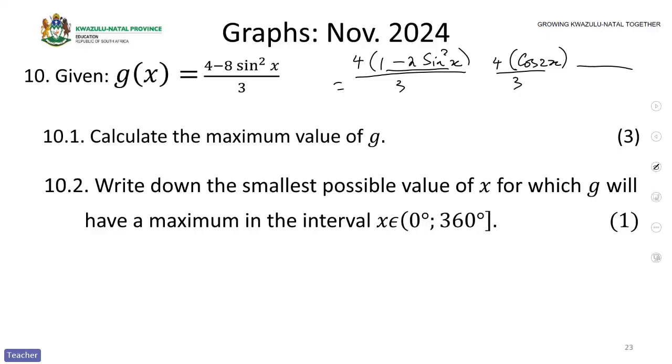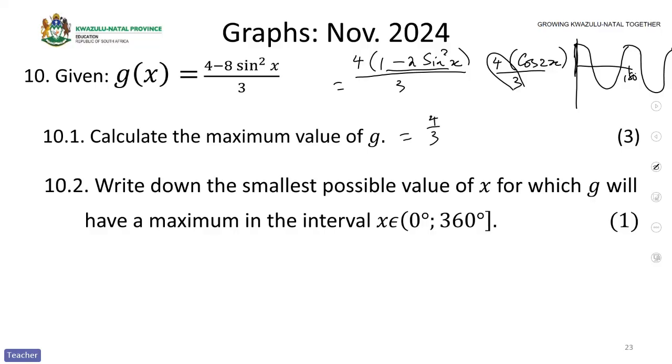Now, this one is a function, graphically so. From a graphical perspective, we are going to have two graphs at an interval of 360 degrees. So the amplitude, therefore, will be 4 over 3, because it is now simplified. Therefore, the maximum of this graph will be 4 over 3.